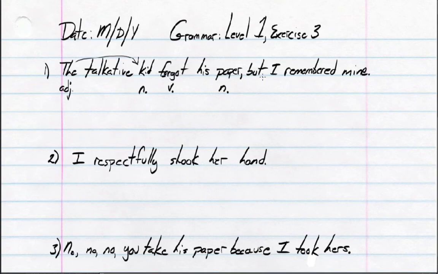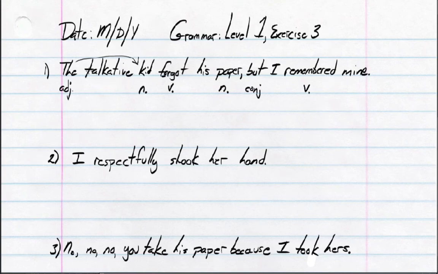And okay, we've got something going on here. Remembered. If forgot is a verb, remembered must also be a verb. Alright, interesting. We have 2 verbs here. We might have a conjunction. I think back: and, but, or, nor, for, so, yet. Here it is. I've got a conjunction right here. Just to make sure, I check that it's combining some idea on this side and some idea on this side, and it is. It's combining the idea of talkative kid forgot his paper and I remembered mine.